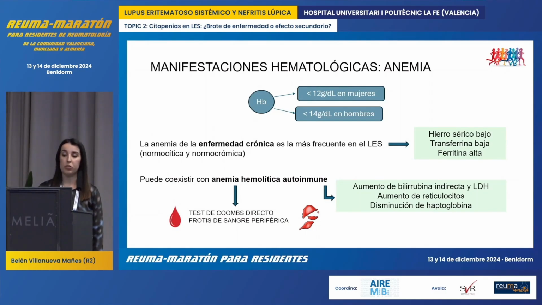And what we would expect to find in lab tests is low serum iron, along with low transferrin and high ferritin. However, the most characteristic anemia in lupus, although less common, is autoimmune hemolytic anemia, in which we would expect to find elevated indirect bilirubin and LDH in lab tests, an increase in reticulocytes, and a decrease in haptoglobin. The laboratory tests we use to diagnose this are the direct Coombs test and the peripheral blood smear, where we would see schistocytes.